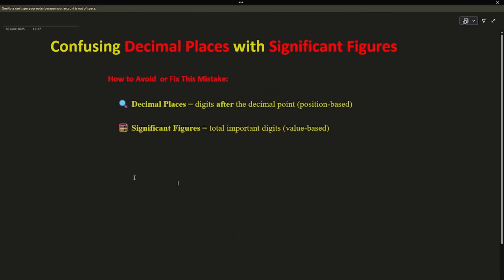So how do we go about avoiding or fixing this mistake? It is to know the differences between decimal places and significant figures. Decimal places are the digits after the decimal point based on the position of the value. Then significant figures are the total important digits, that is, non-zero digits. If your instructor or project says round to 2 decimal places, please don't use significant figures, and vice versa.